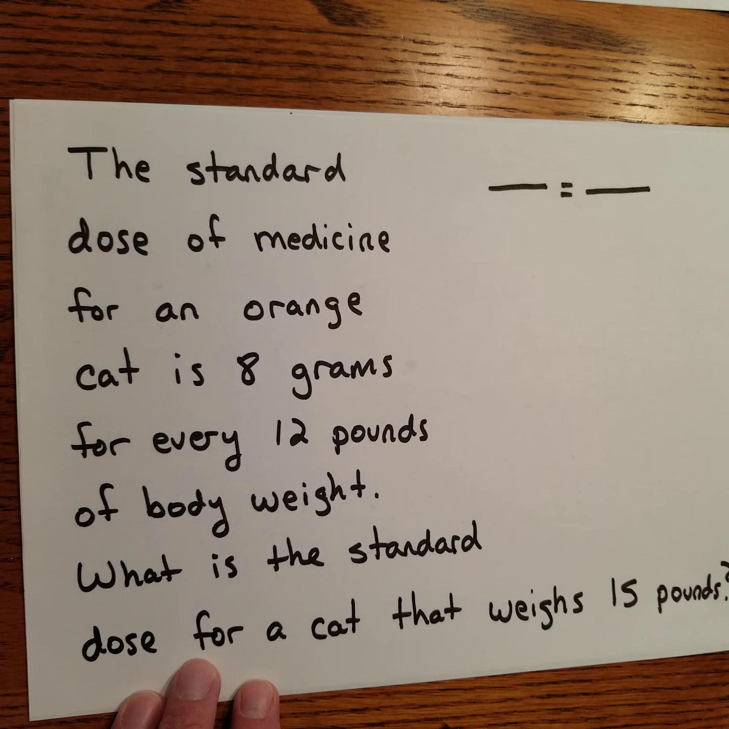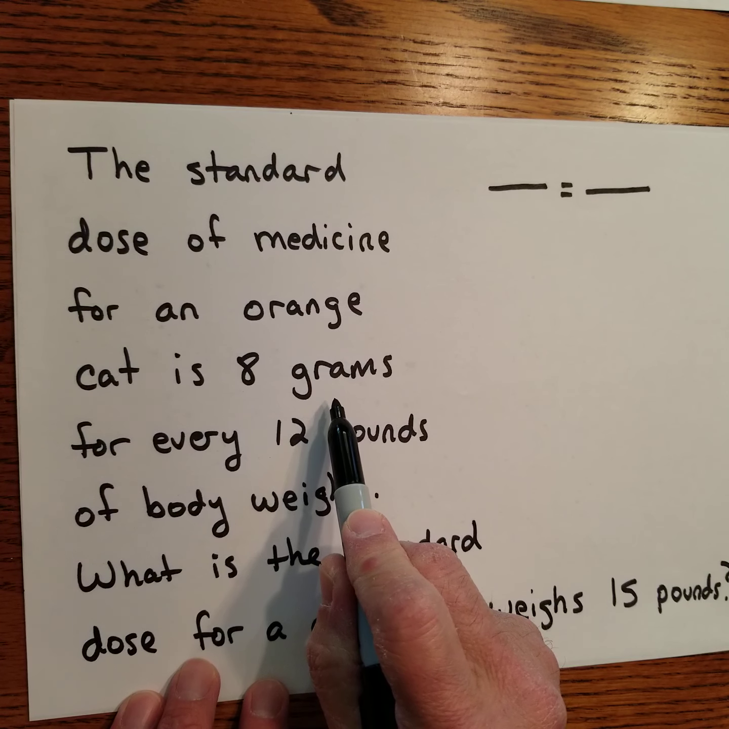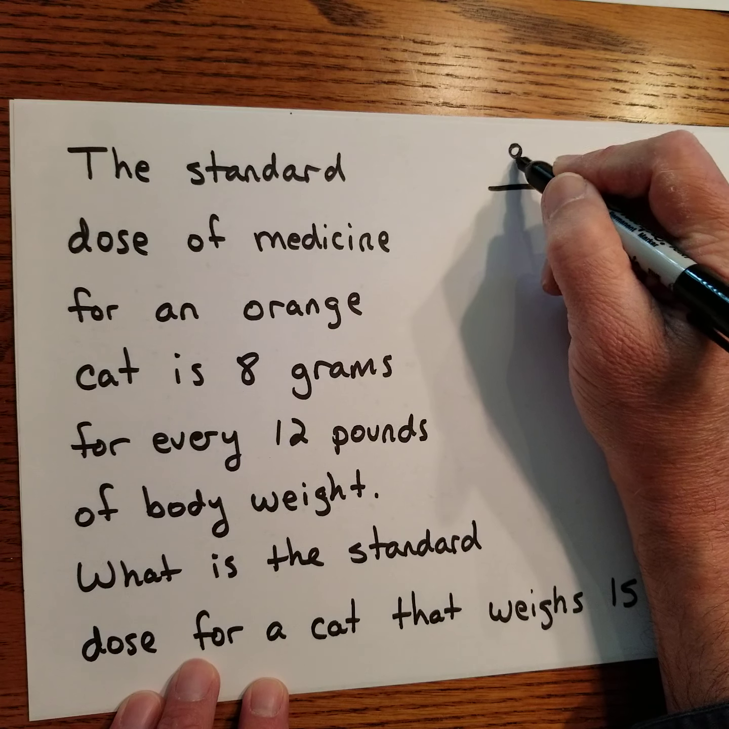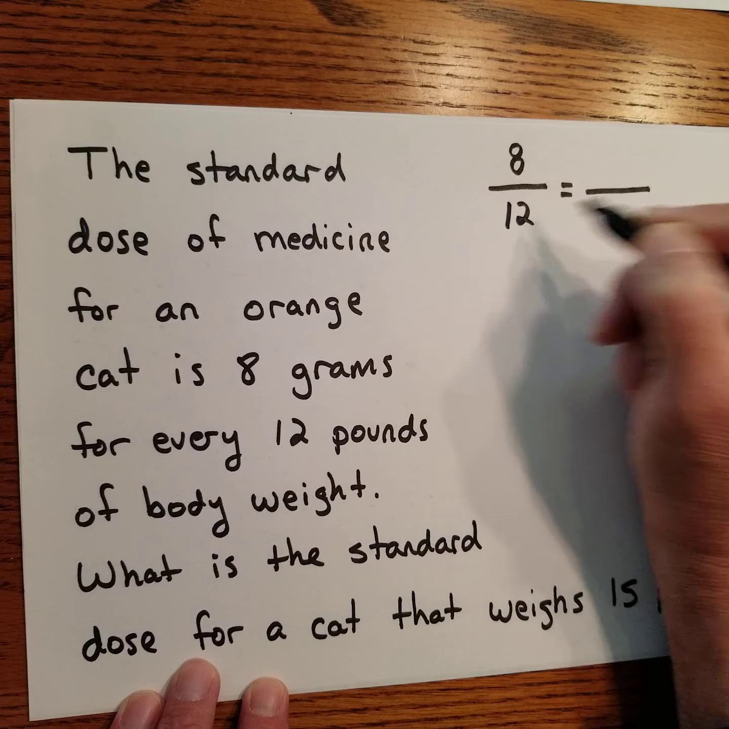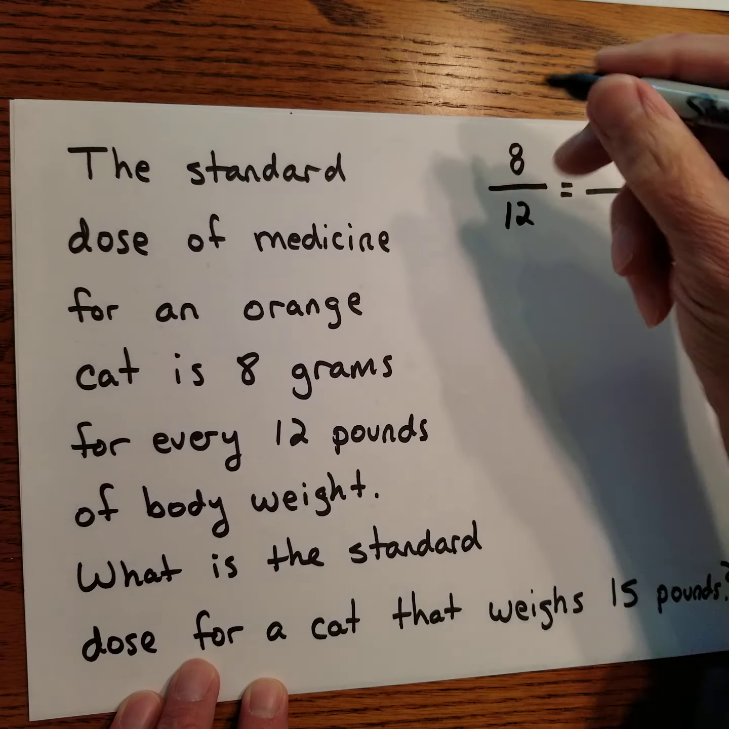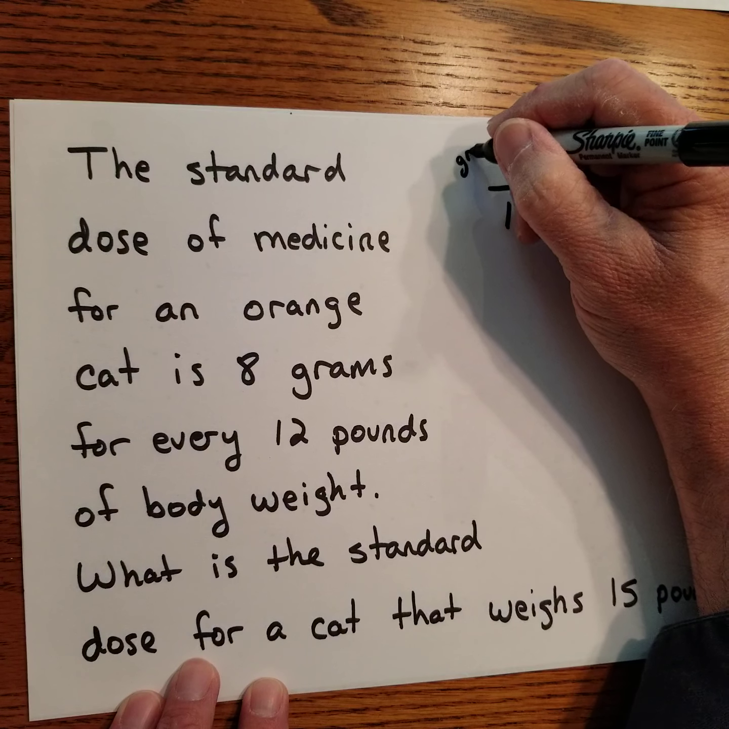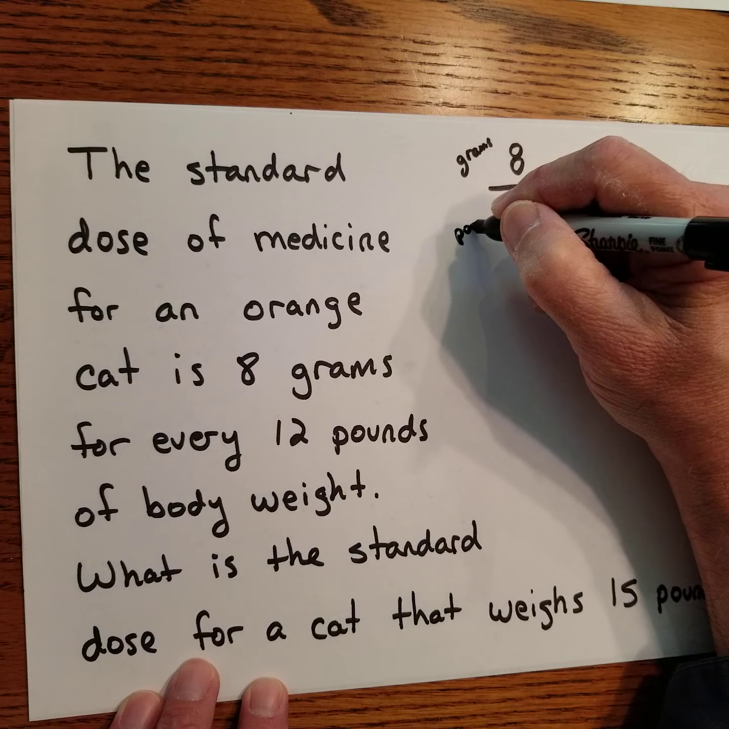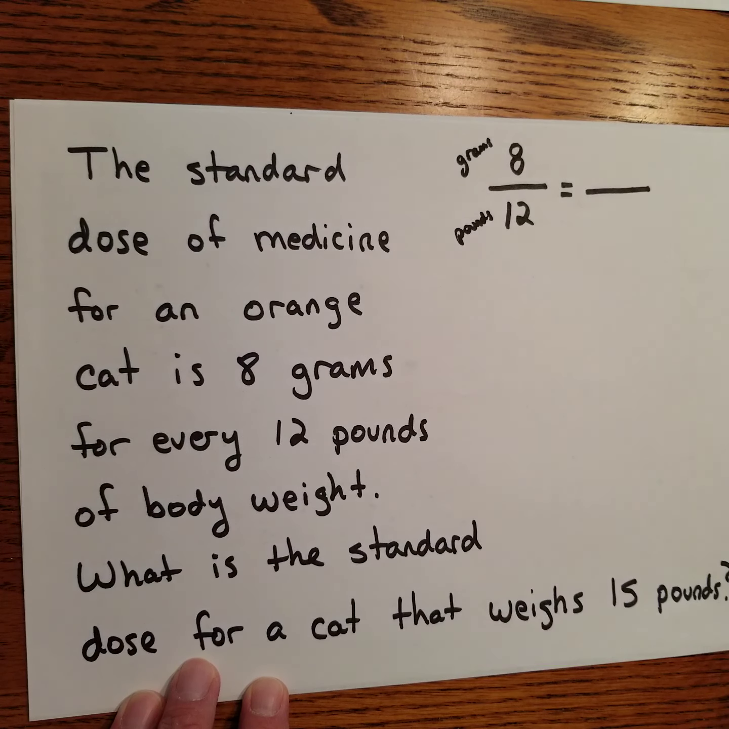Let's go back to the first sentence. The standard dose of medicine is 8 grams for every 12 pounds of body weight. 8 grams for every 12 pounds. Let's make a note. The 8 is grams, while the 12 is pounds. What is the standard dose for a cat that weighs 15 pounds?